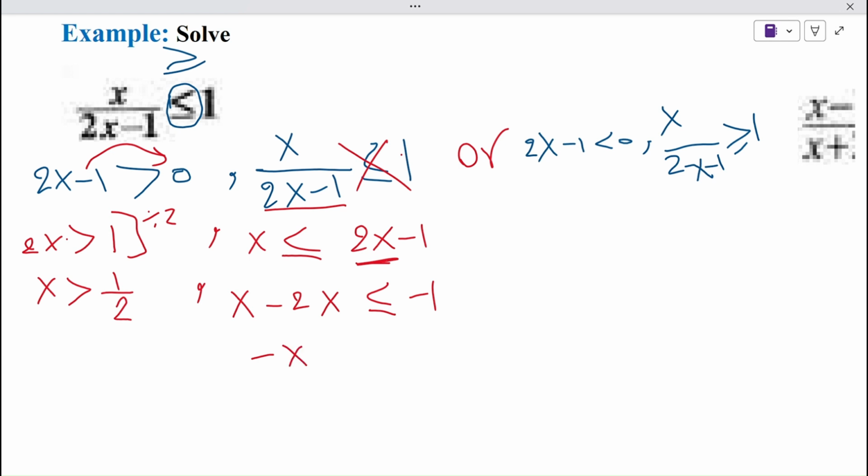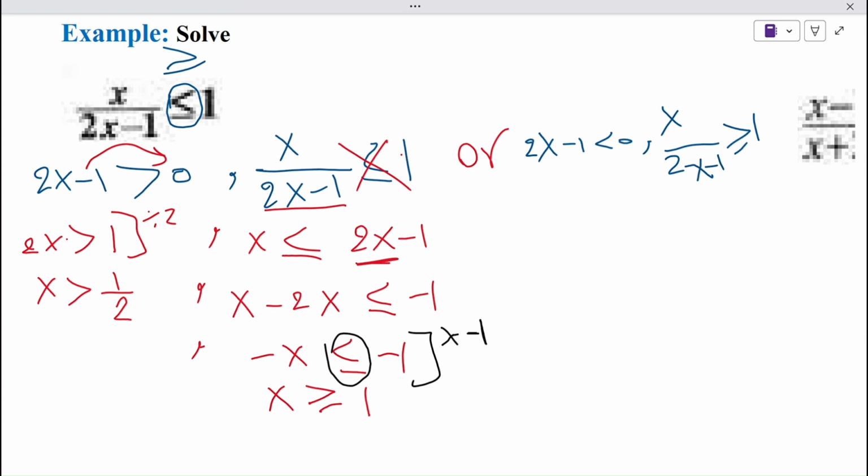And guys, if we multiply the inequality by negative, multiply both sides by negative 1, our sign becomes the opposite sign. This is multiplied by the negative sign. This becomes x greater than or equal to 1. Okay, here we have two solutions. The first one, this x, the second one, this x.